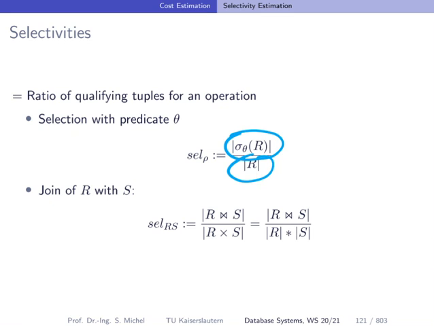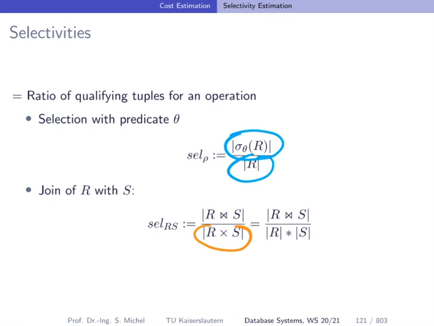For the join, the equation looks a little bit different, but essentially it's the same thing. What can come out of a join at the maximum is all combinations of the tuples from the left side and the right side, which is simply the cross product, or the Cartesian product.